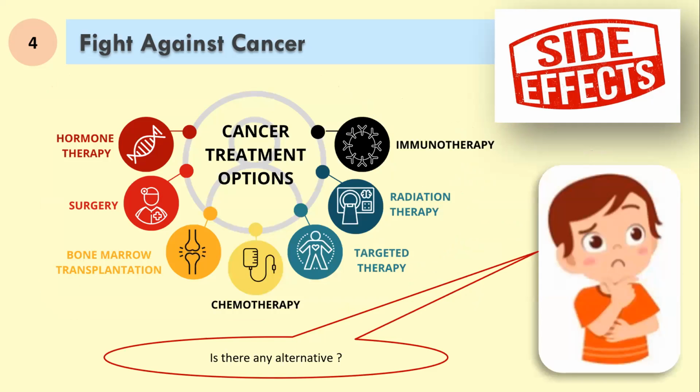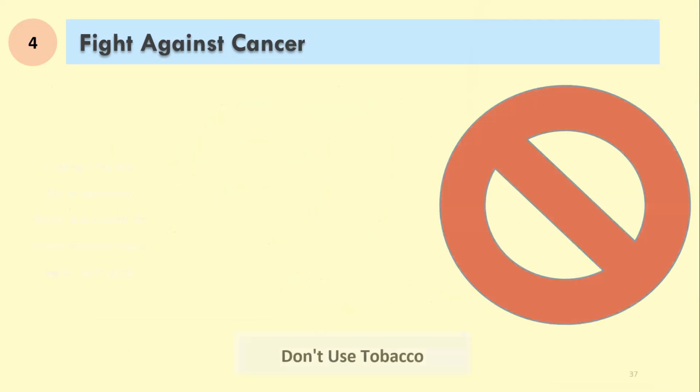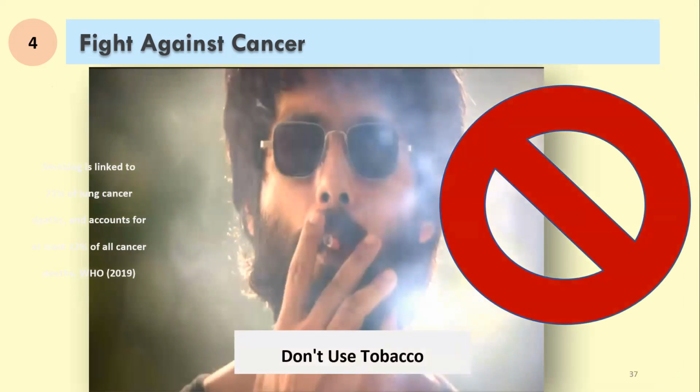So what is the alternative? Before going to this stage, or before going to these kinds of treatment, what is the alternative? The answer is you can stop the use of tobacco.